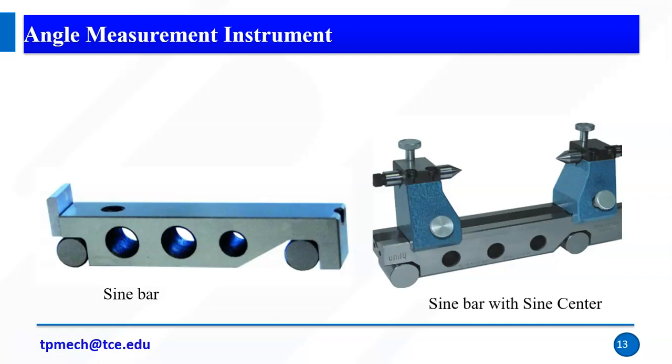So sine bar is generally used to measure flat surfaces. So if I want to measure the angle of cylindrical surfaces, I need to hold the cylindrical surface to measure the angle. I cannot measure it with a sine bar, because it may slip. So to hold it, what can we do? I can use centers.